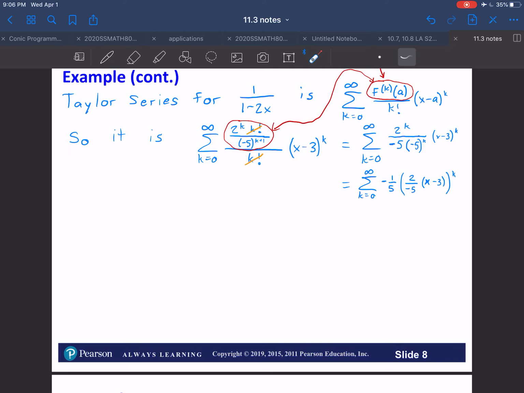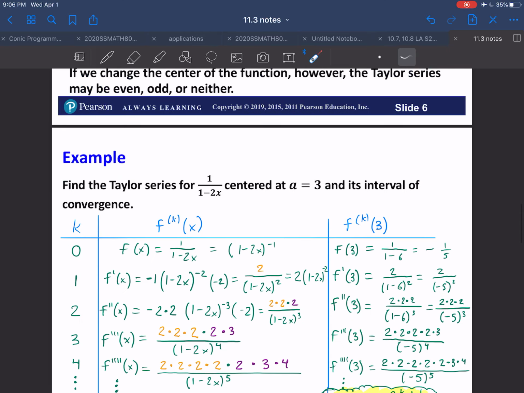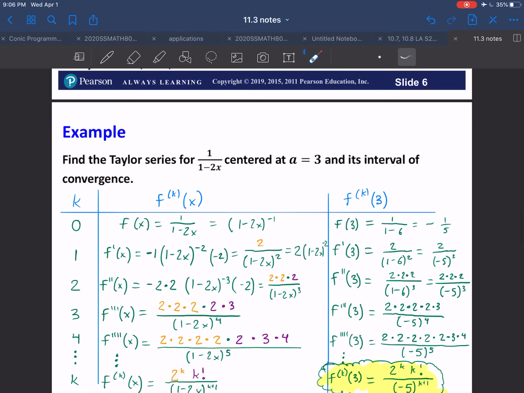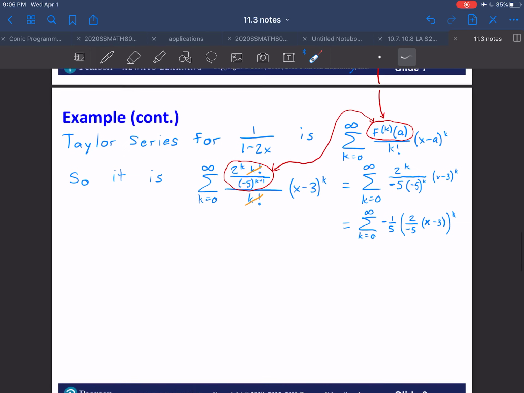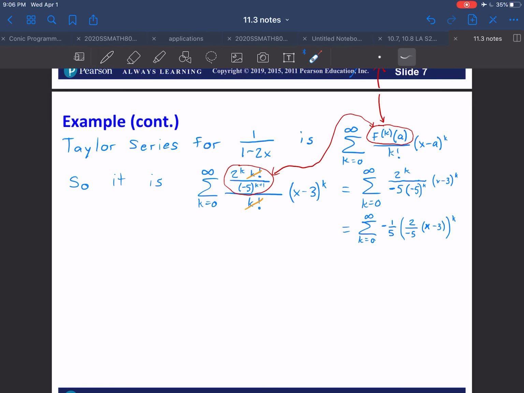Alright, so next, remember the second part of the problem asked us to find the interval of convergence. So in order to find the interval of convergence, we need to use either the ratio or the root test. This is one of the few instances where the root test is actually an okay option. The reason it's an okay option is because there are no factorials here. The factorials canceled out over here, and so we can use the root test. So let me switch colors.